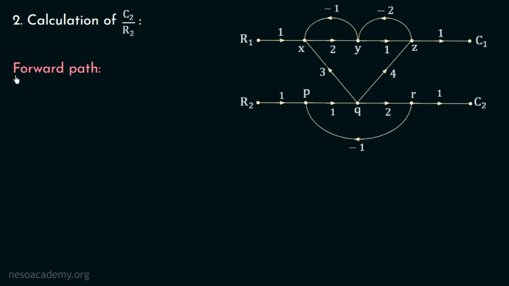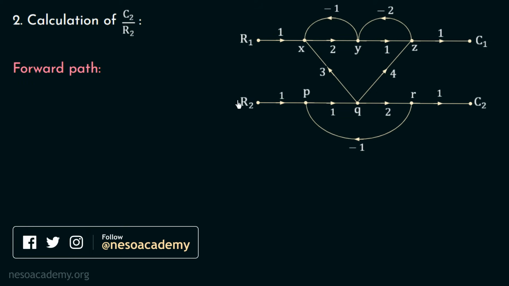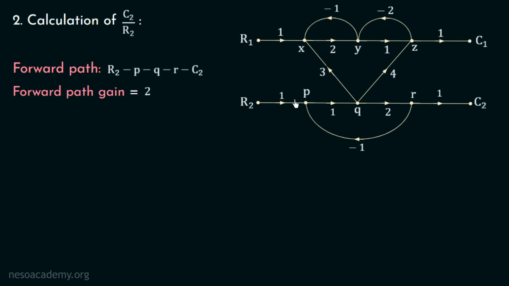So moving on to the identification of forward path, if we start from this node R2 and move towards this node P, then if we move towards this node R, then finally if we move towards this node C2, then this will be the forward path. And if we observe this signal flow graph, there is no other forward path in this signal flow graph. So the forward path for the calculation of transfer function C2 over R2 will be R2 P Q R C2. And the gain of this forward path will be the product of these four branches, which is equal to 1 multiplied with 1 multiplied with 2 multiplied with 1, which is equal to 2.